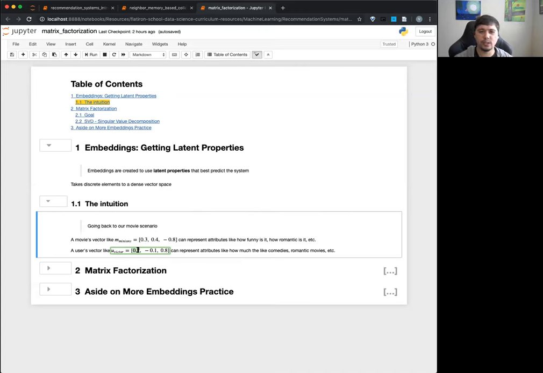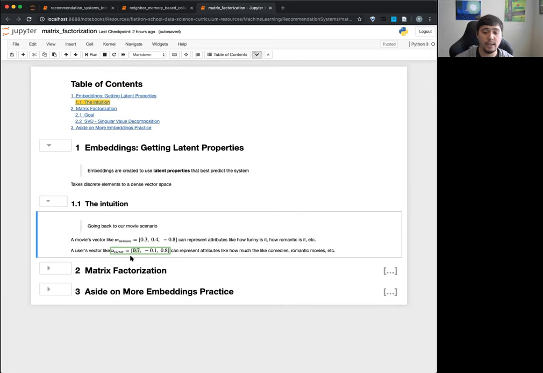It's important to note though that with embeddings, you usually can't directly say what an embedding actually means. This is just the intuition of how this works. In reality, this 0.7 might mean some combination of comedy, movie, whether it had puppies in it, or some weird thing that we don't really understand, but it does a good job predicting the rating.